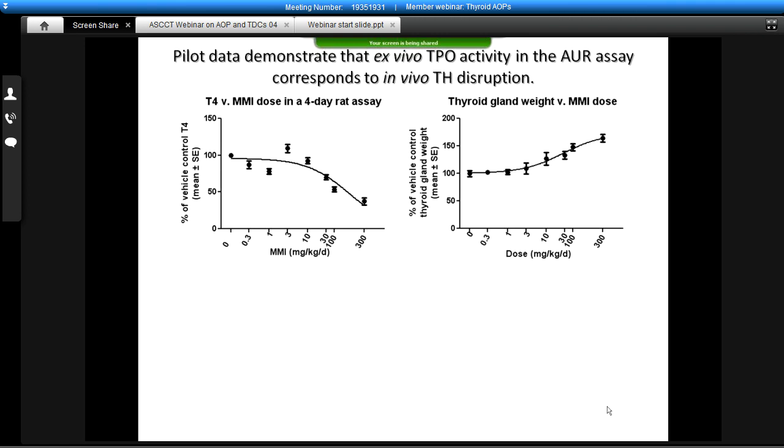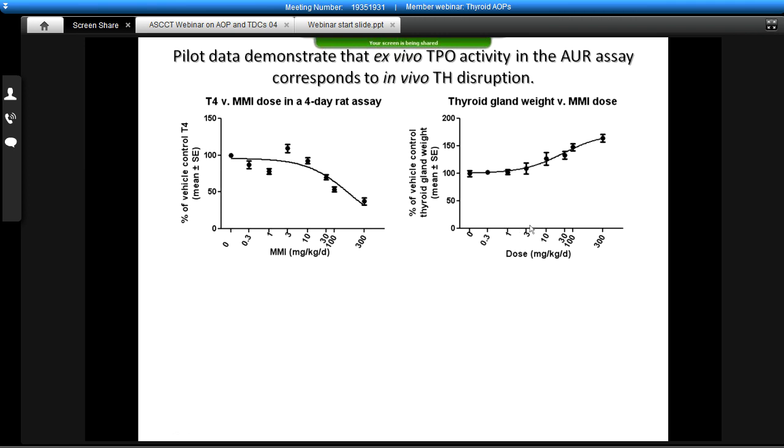Methimazole has been given to rats many a time in the literature. This is our particular take on the assay because we're measuring endpoints that aren't always reported. I'm showing you data from a 4-day exposure in rats. So the graph on the left-hand side is the thyroxine dose response. On the y-axis, it's percent of control T4. And on the x-axis, I'm showing increasing methimazole concentration or oral dose given per day. And you can see with increasing oral dose of methimazole, thyroxine in the serum is decreased.